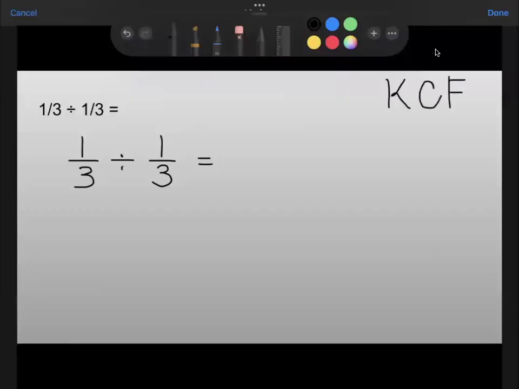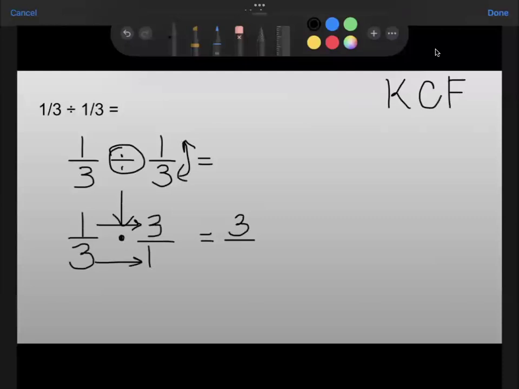I'm already dealing with 2 fractions, so I don't have to change anything to a fraction. I'm going to keep the first 1/3 the same. That's the first fraction. Change from division to multiplication and flip that second fraction around so that it is 3/1. Now, if I multiply 1 times 3, I get 3, and 3 times 1, I also get 3. 3/3 simplifies to 1 whole. So yes, 1/3 divided by 1/3 does equal 1.